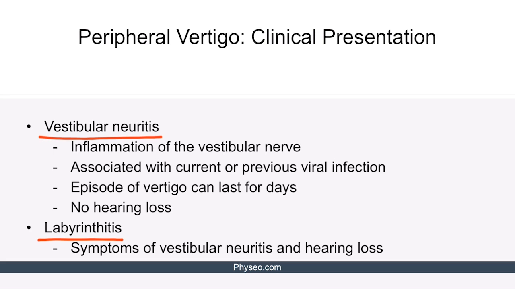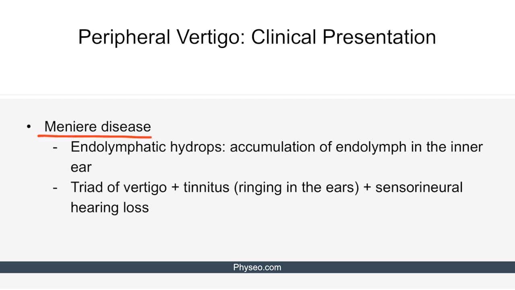Labyrinthitis presents almost identically to vestibular neuritis. However, since labyrinthitis also damages the cochlea, it is accompanied by sensorineural hearing loss in contrast to vestibular neuritis. Let's move on to Meniere's disease.